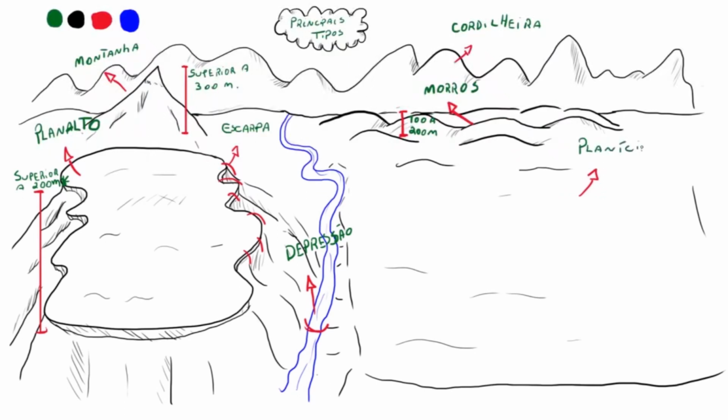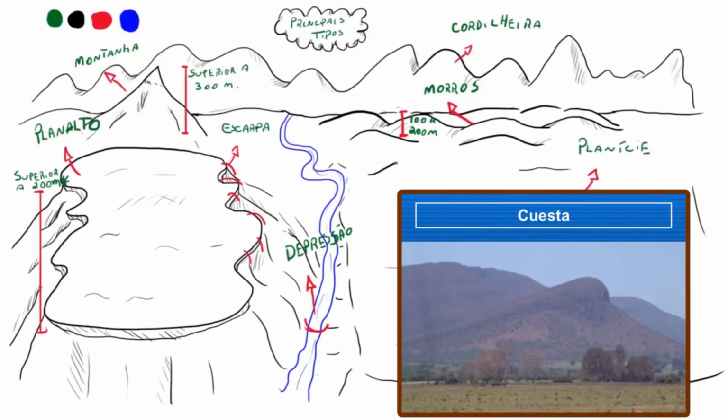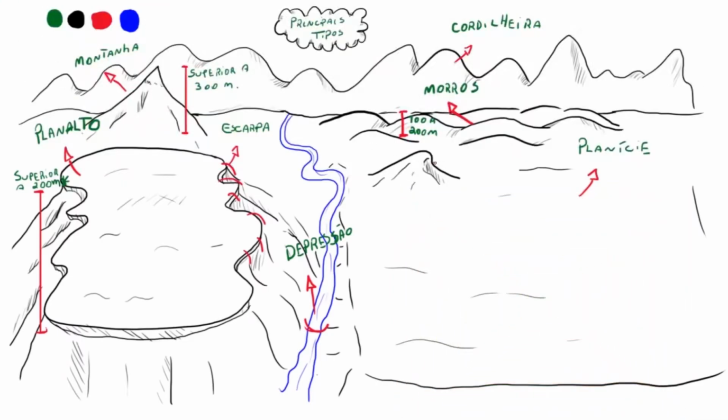Another different landform that exists is the cuesta, which is a type of landform that has one side with a steep escarpment and the other with a gentle slope. This difference happens because the processes of weathering and erosion act on rocks with different hardness, wearing down some more and others less. That's why this differentiation occurs in the shape of this formation.